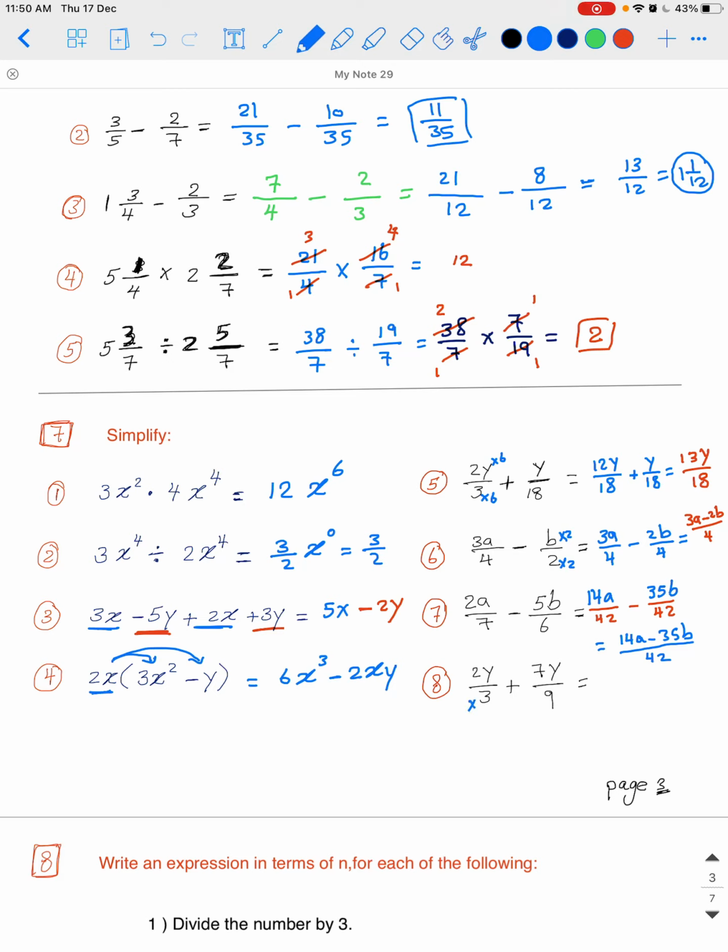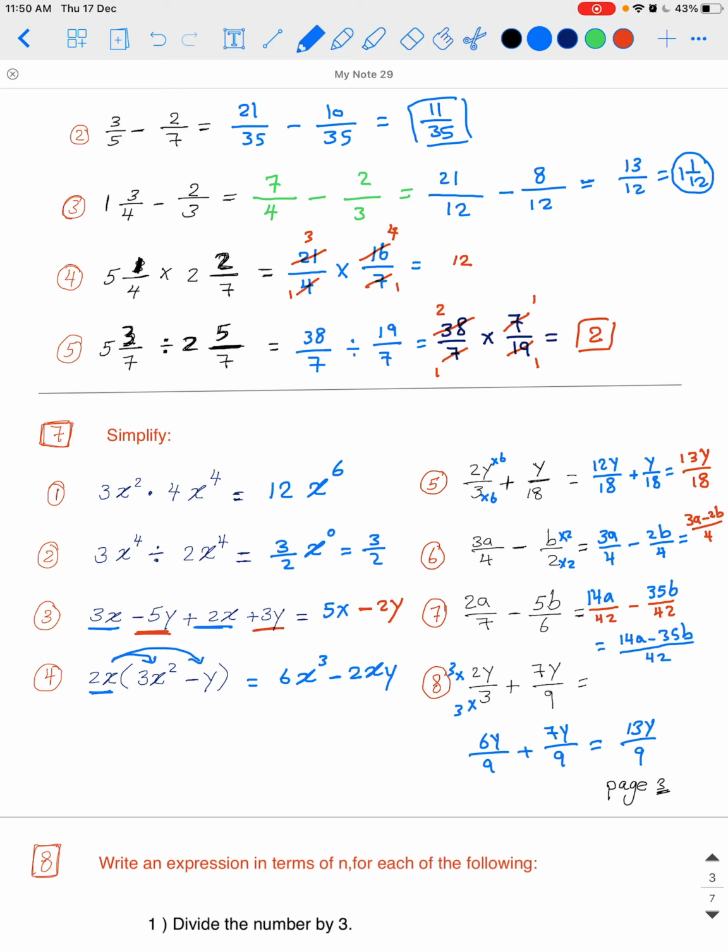Next one, I need to make this one 9. So I'll multiply by 3, multiply by 3. So it will be 6y divided by 9 plus 7y divided by 9. 7 plus 6, that's 13, so 13y divided by 9.